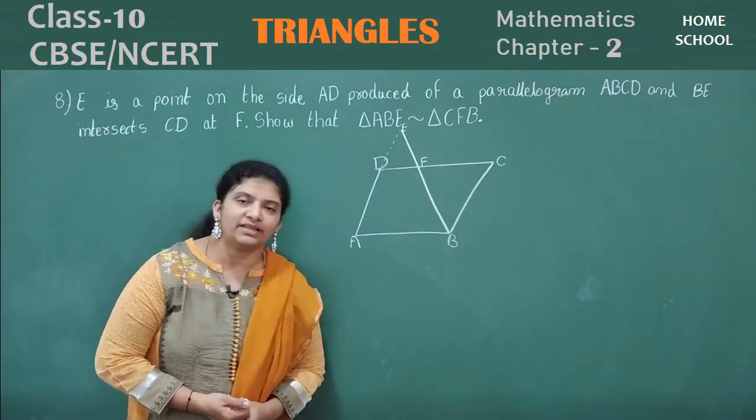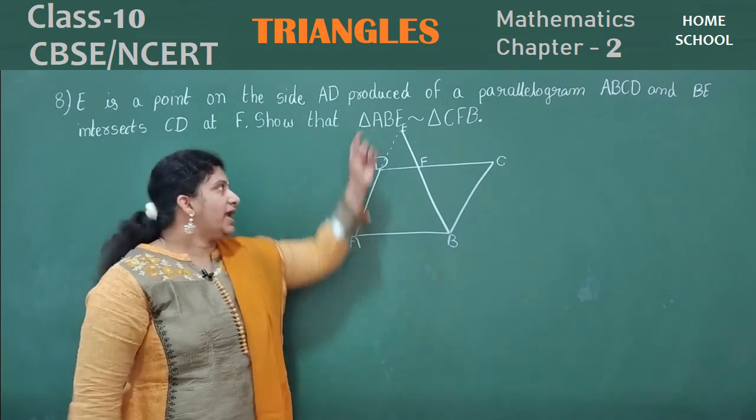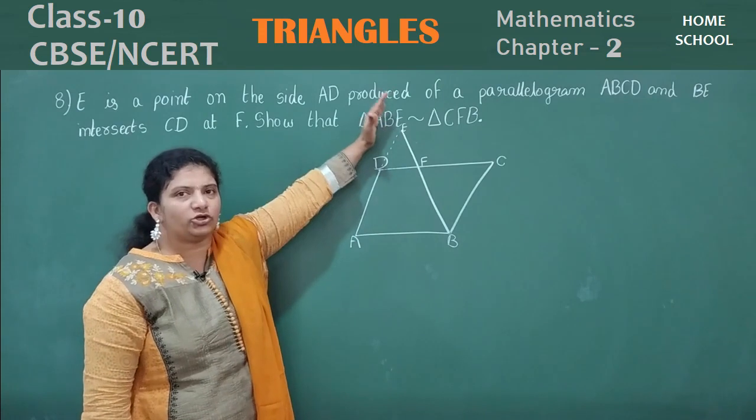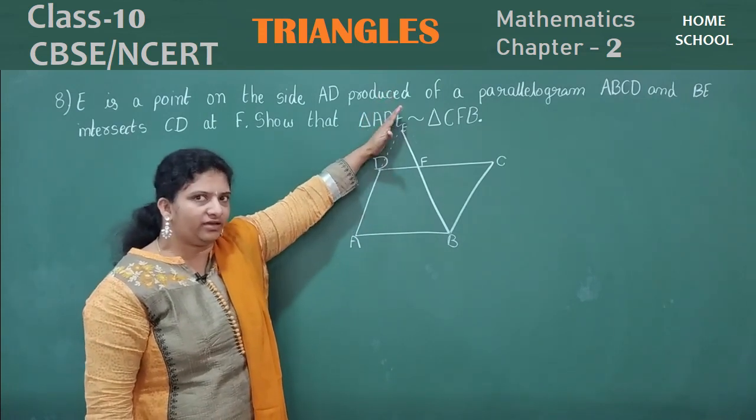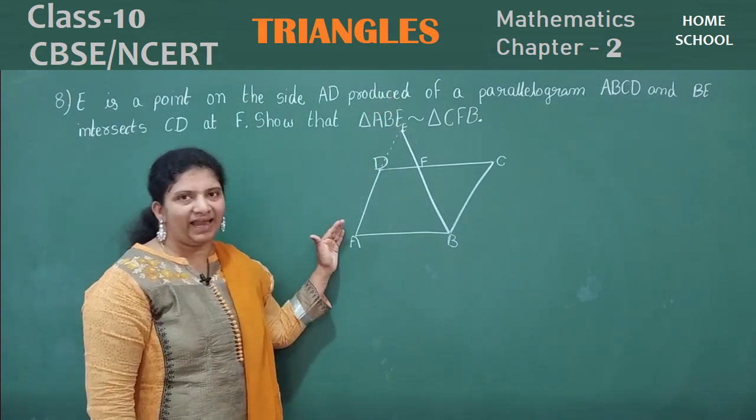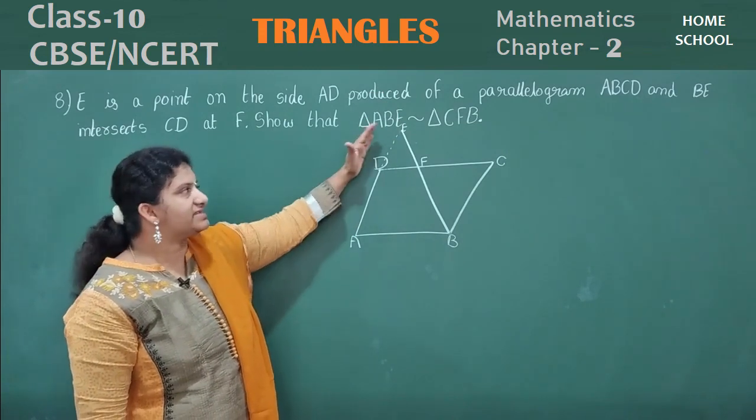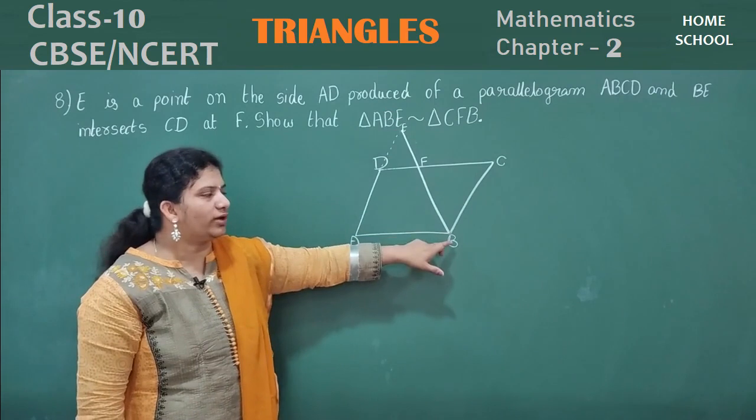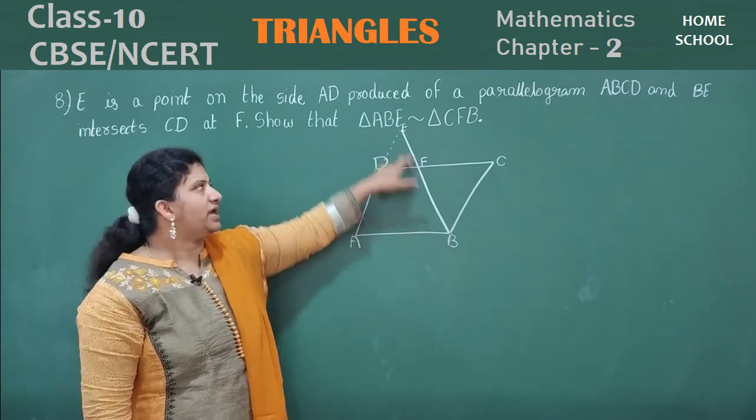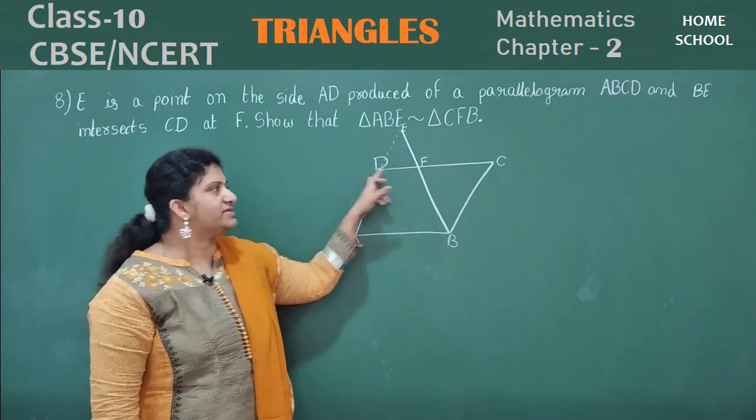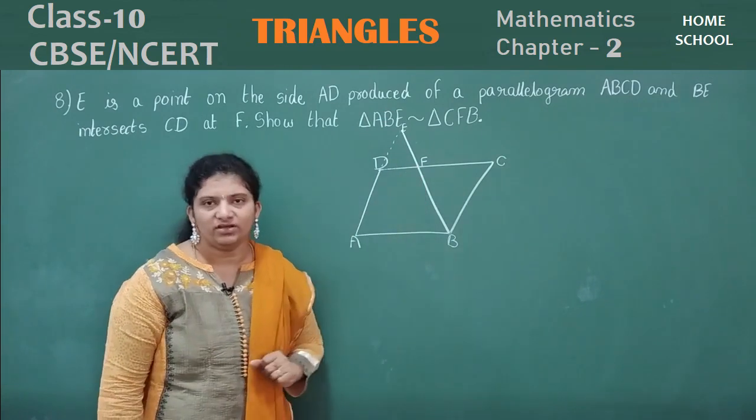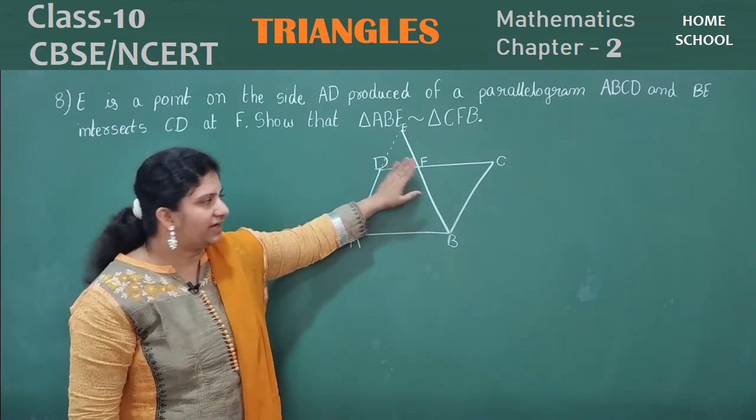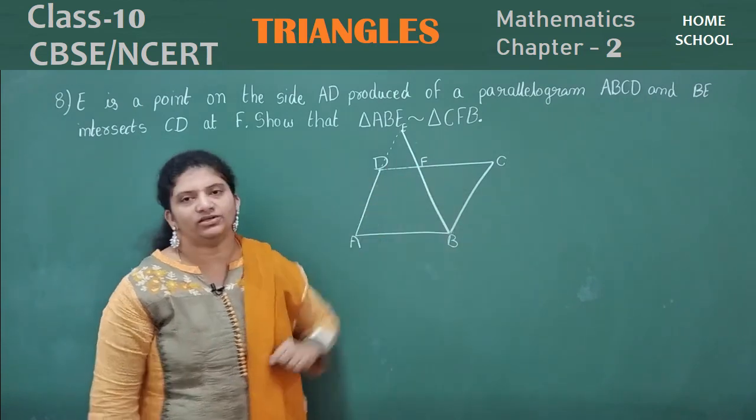Children, try to understand the problem, what is given for us. E is a point on side AD. When it is produced, E is a point we need to take here. Side of a parallelogram AD when extended to a point E, then that E joins B. So BE intersects DC at F. So what's your question? Prove that this big triangle is similar to the small triangle.